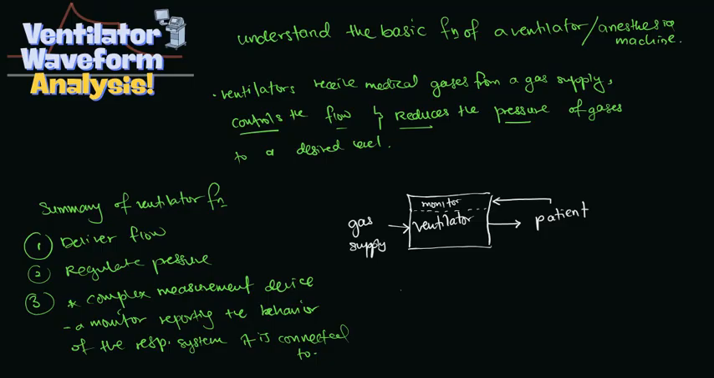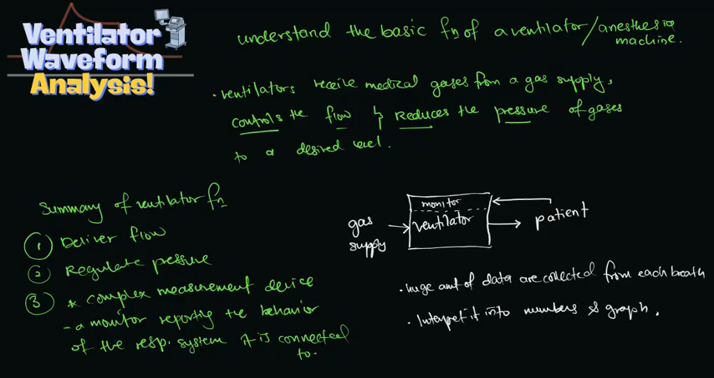So data from the patient's breath is received by the ventilator, processed by the ventilator, and displayed by the monitor on the ventilator. Ventilators have a powerful computer inside their system because a huge amount of data is collected from each breath of patients. So these ventilators, equipped with their powerful computer, interpret every breath into numbers and graphs, and these graphs are depicted as variables over time.